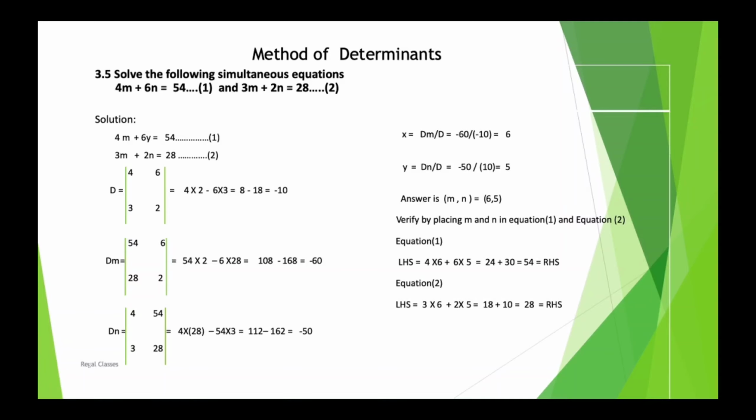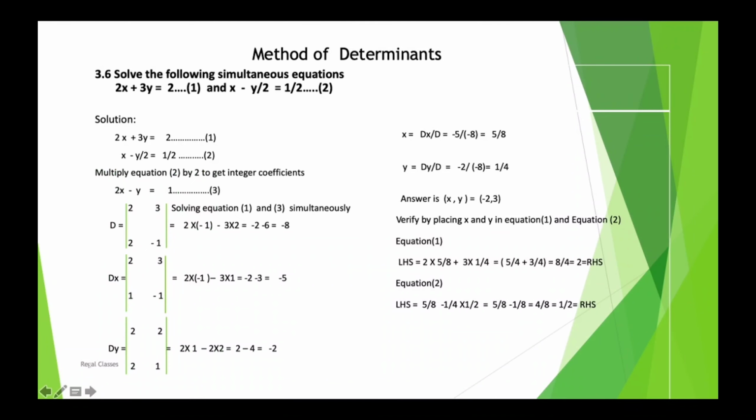Similarly here, 4m plus 6n is equal to 54, 3m plus 2n is equal to 28. Solve the equations. Absolutely mechanically you can calculate D, dm, dn, calculate m and n. This is not x, y, but this is m and n.